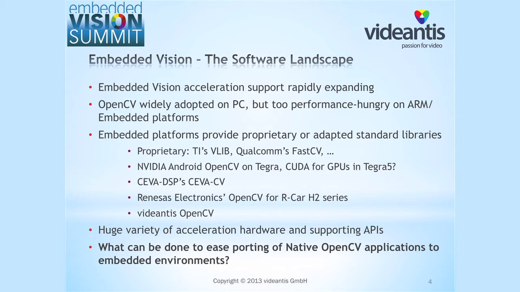So there's a huge variety of accelerating hardware and supporting APIs, and the question here is, what can we do to ease the porting of native OpenCV applications to embedded environments? And with native CV applications, I mean applications that rely on the OpenCV API. Of course, you can write all applications in straight C, but this is what we're talking about here.